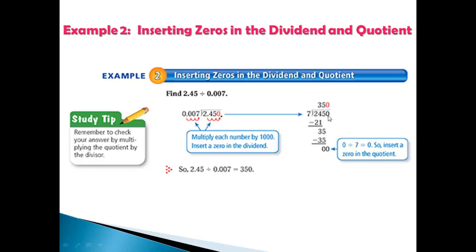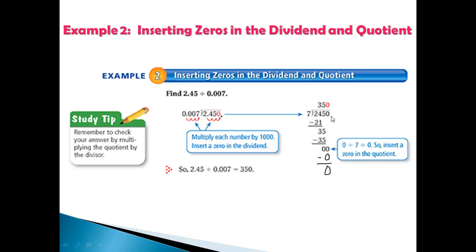We still have a 0 to bring down, so we have to continue to divide. 7 goes into 0 0 times, and then 0 times 7 is 0. We can then subtract. We get 0. Now we are finished because we don't have anything left to bring down. So our answer is 350.